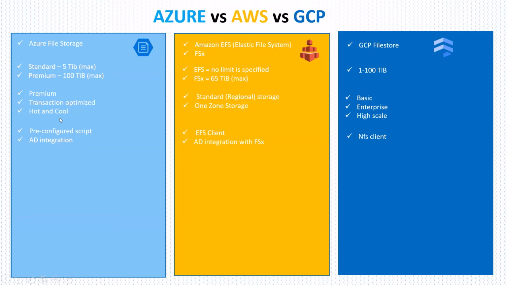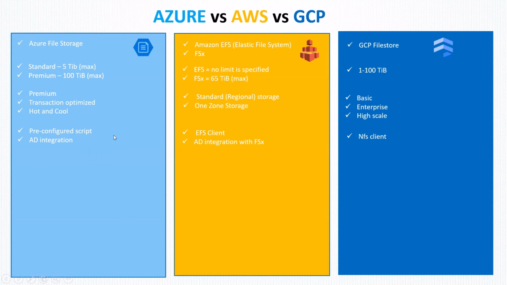When you click on connect on the file share, you get a pre-configured script. That script is different for Linux, Windows, and Mac OS. You just copy the script and execute it on the client machine, and the drive will be mounted. Or else you can also get the option of AD integration.